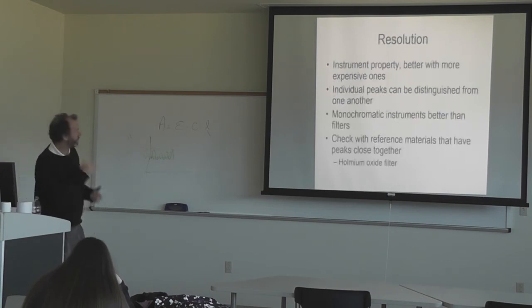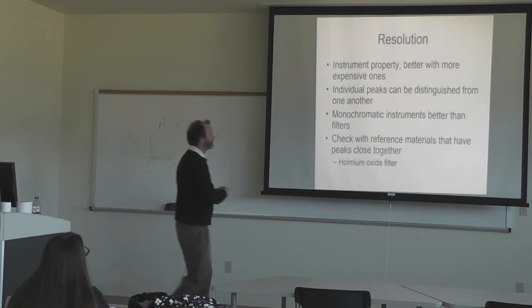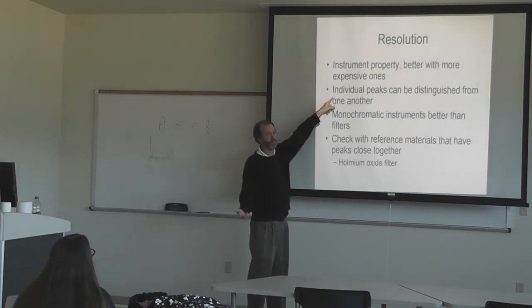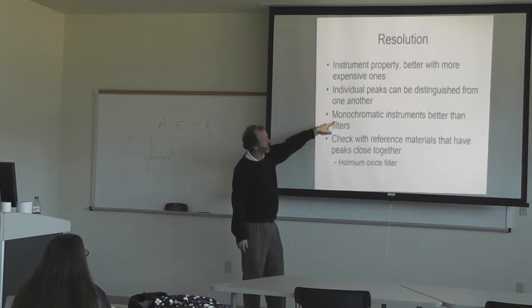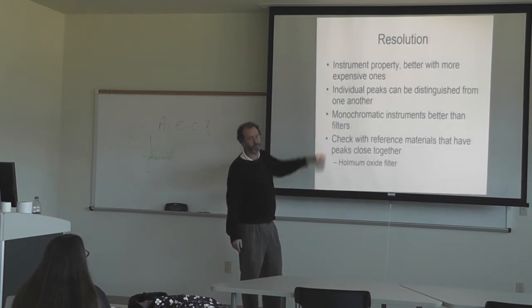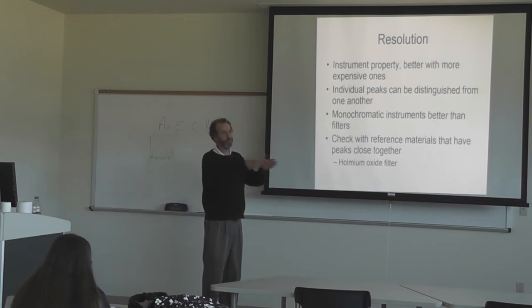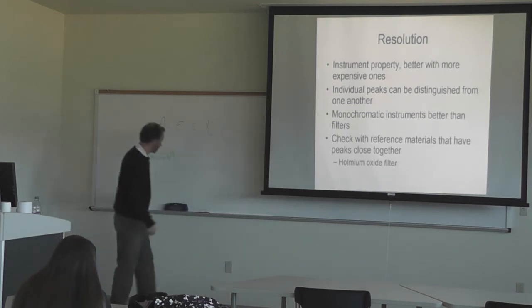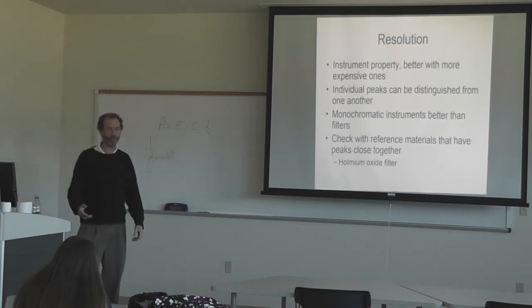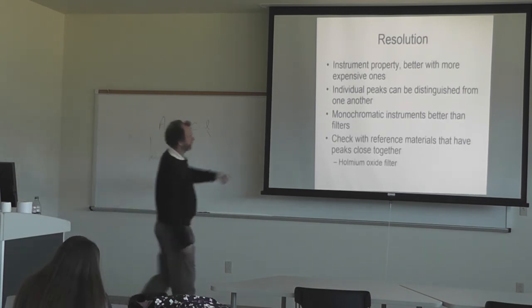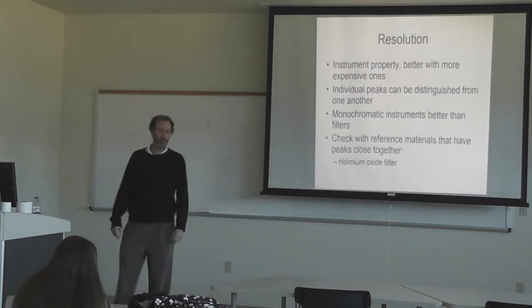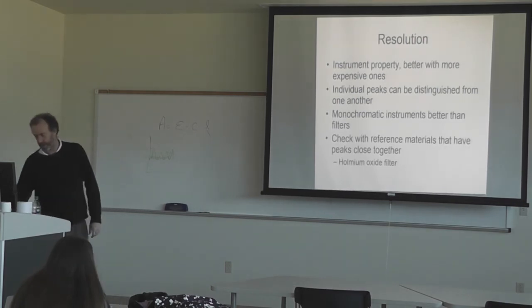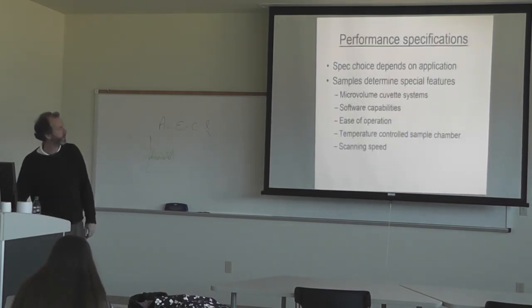So the resolution is a property of the instrument, better with more expensive ones, of course. Individual peaks can be distinguished from one another. Monochromator instruments are better than filters. And why is that? Because with the filters, you're getting a broad range depending on that band pass. You're not just getting monochromatic light. Checks use reference materials that have peaks close together, such as holmium oxide filters, to see how they distinguish the resolution.